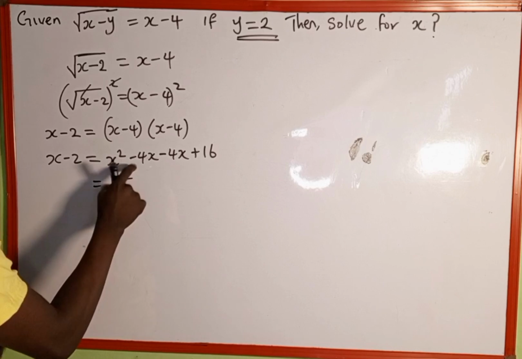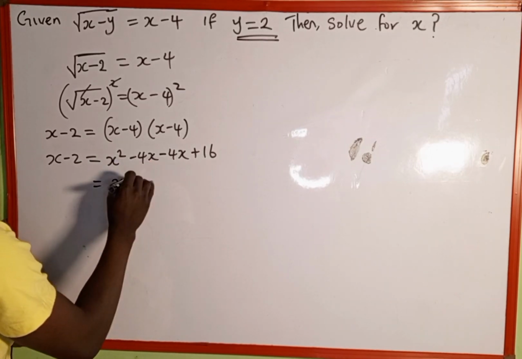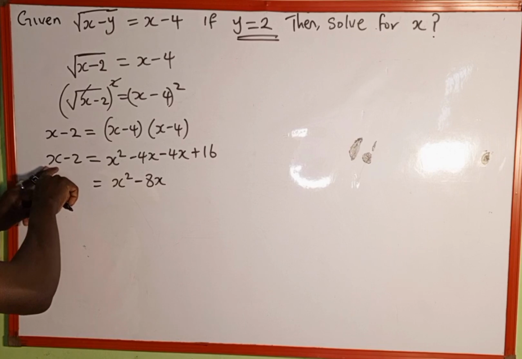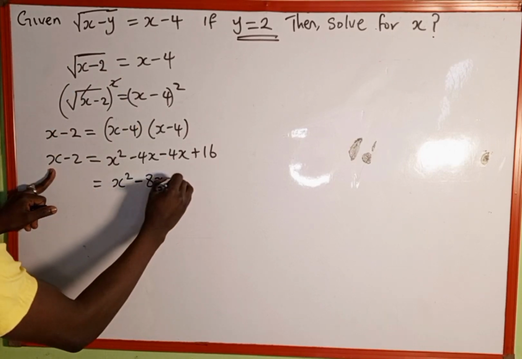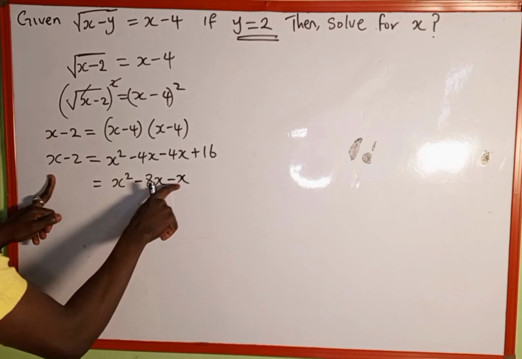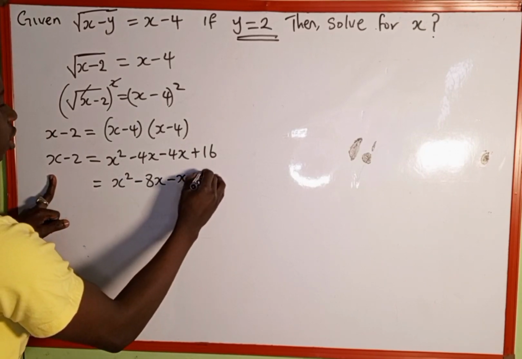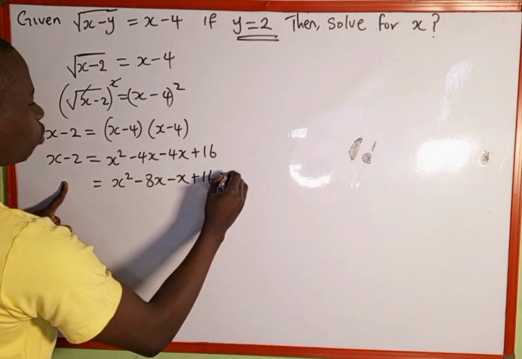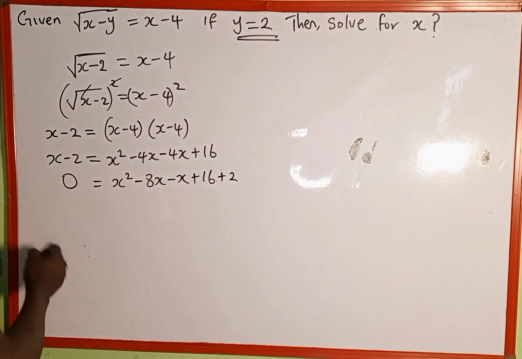We have x squared here. Negative 4x, negative 4x is going to give us negative 8x. Then we have another x here. When we take this x to the right hand side, it becomes negative x, because when a positive crosses this equality sign, it turns to negative. Then here we have positive 16. Then when this negative 2 crosses to the other side, it's going to become positive 2. So here is going to become 0.